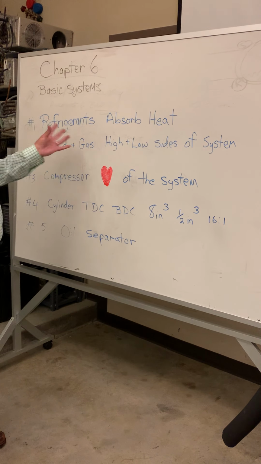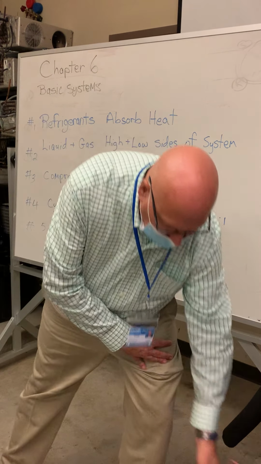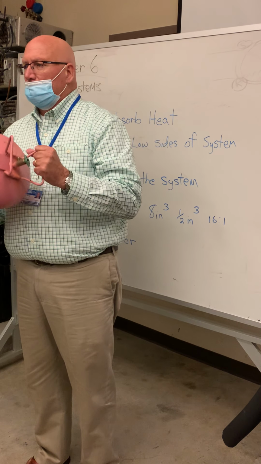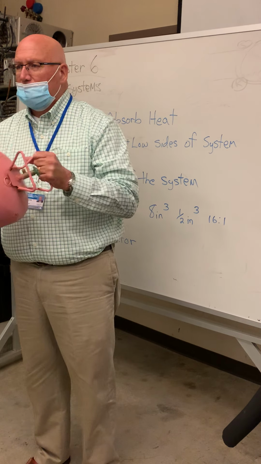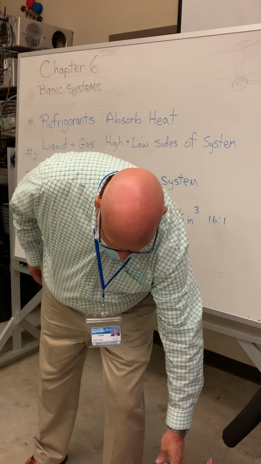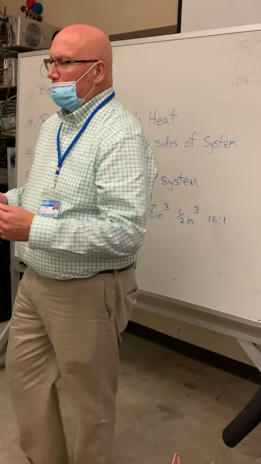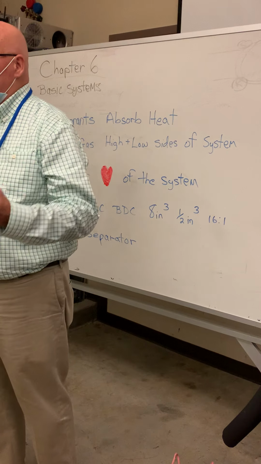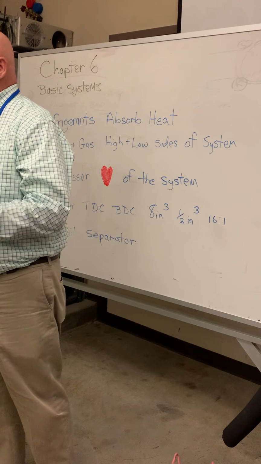The first point that the chapter makes is that the refrigerant in these containers right here absorbs heat. So if I take a refrigerant like this and place it in this room, and I don't do anything to the can but let it just sit here and stabilize, then the temperature of the refrigerant will be the same as the temperature of the air in this space, because it's going to absorb whatever the heat is.